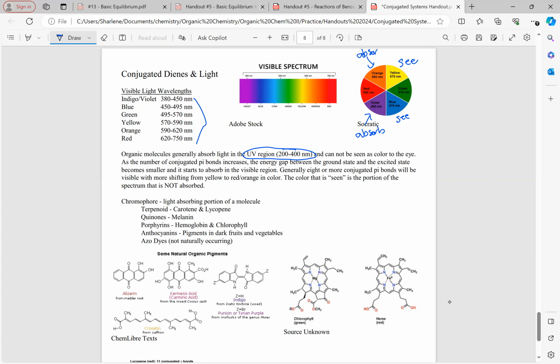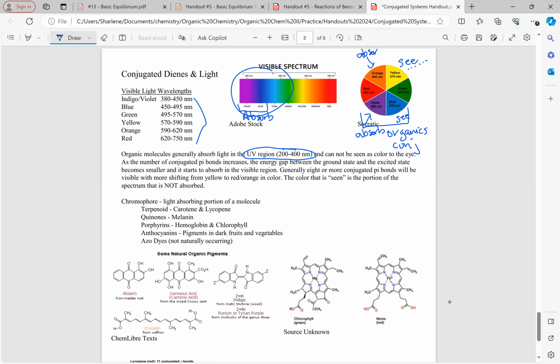So keep in mind, if it absorbs right here, the color you would see would be yellow. And that's why we don't have horribly interesting organic molecules with lots of color, but we have lots of deep reds, oranges, yellows, because where are they going to start to absorb? They're going to absorb in this violet and blue area. So there's our organics, which are conjugated.